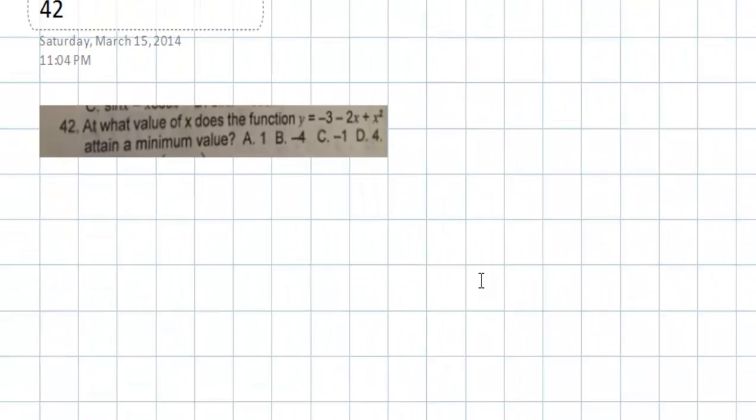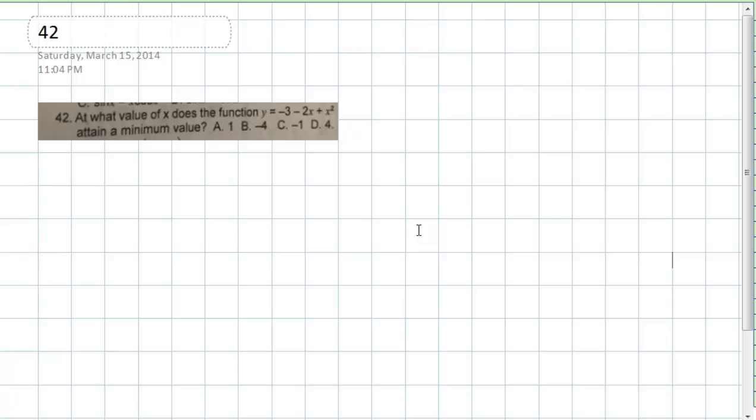So here I have question 42, and it says, at what value of x does the function y equals -3 minus 2x plus x squared attain a minimum value? So the way that I'm going to go about solving this is I'm going to first take the derivative of the function that they give me. So here I have -3 minus 2x plus x squared.